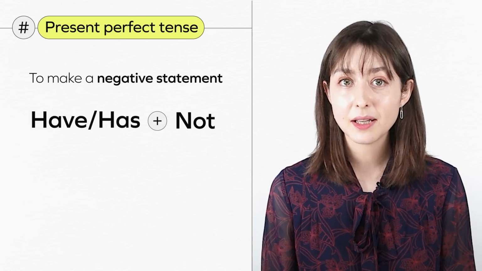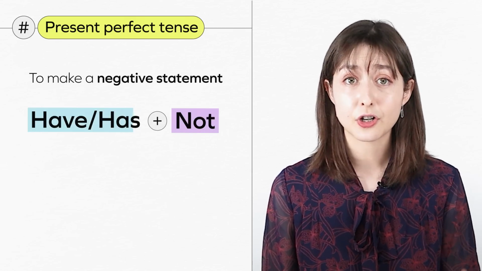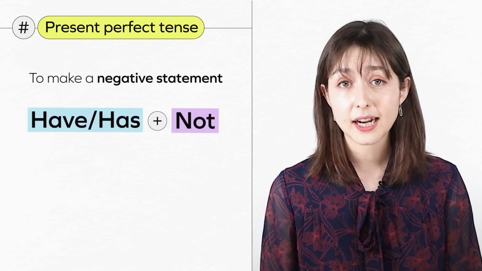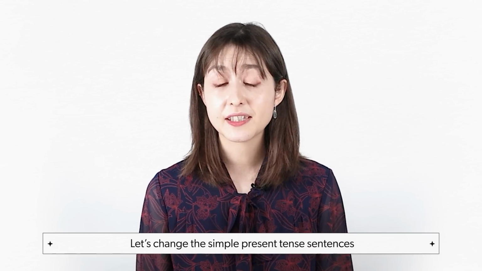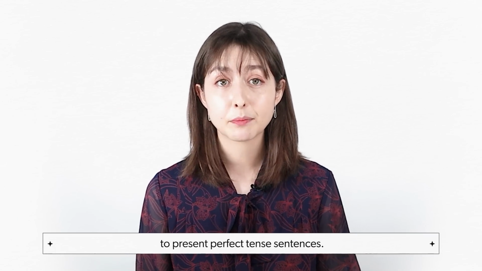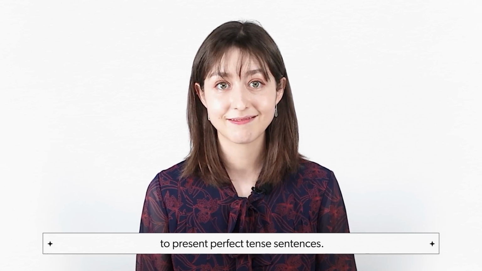To make a negative statement, we need to add not after have or has. The contractions haven't and hasn't are common. Let's change the simple present tense sentences to present perfect tense sentences.